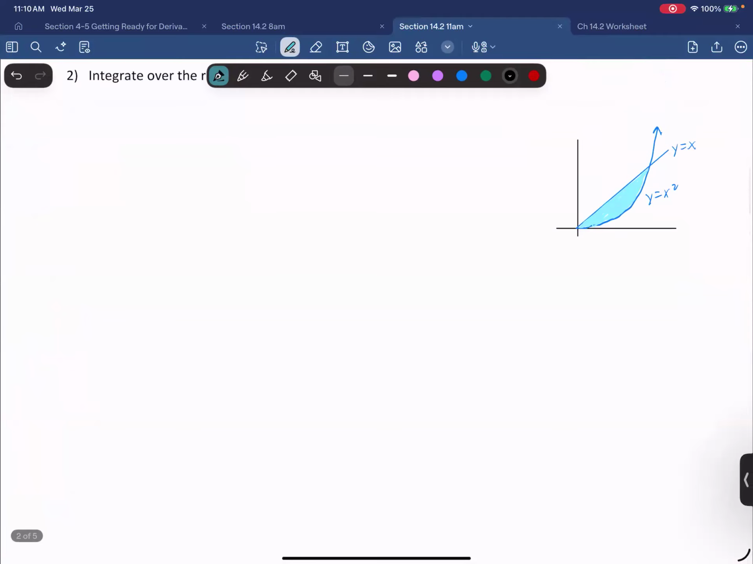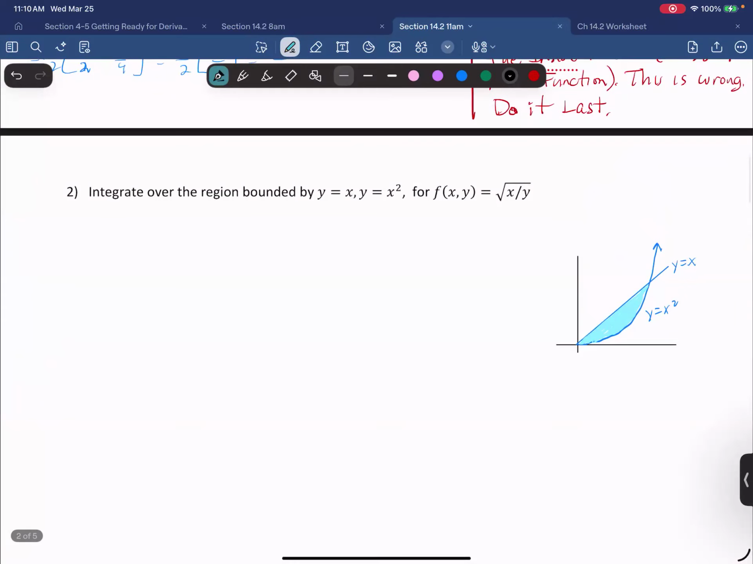All right, let's continue on with what we're doing. We want to integrate over the region bounded by y equals x squared for f of x, y equals the square root of x over y. I think this might be easier to work with later on if we write it as x to the 1/2 over y to the 1/2, or x to the 1/2, y to the negative 1/2. That'll be easier to work with later.